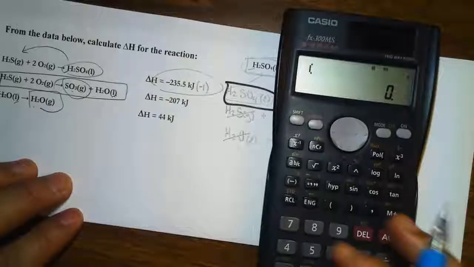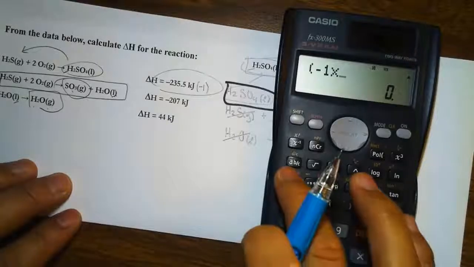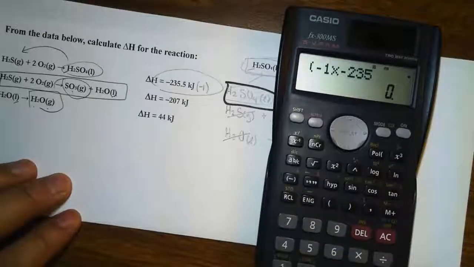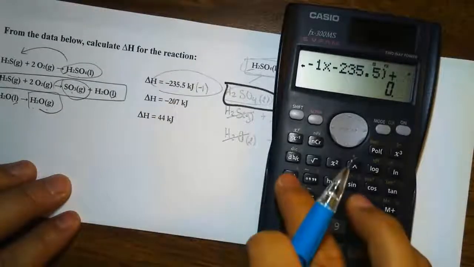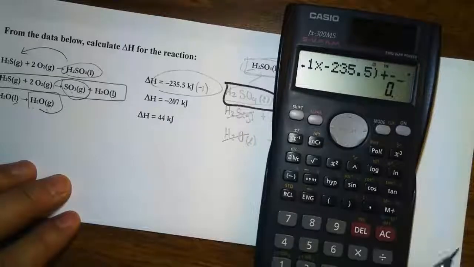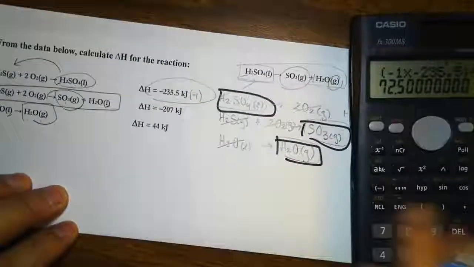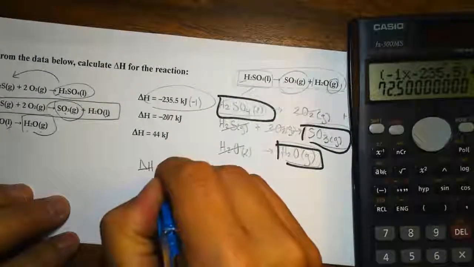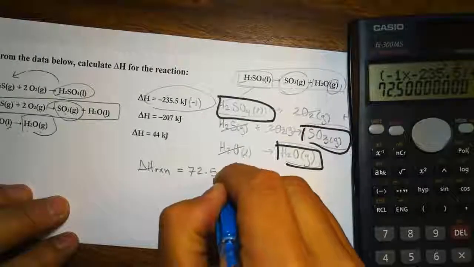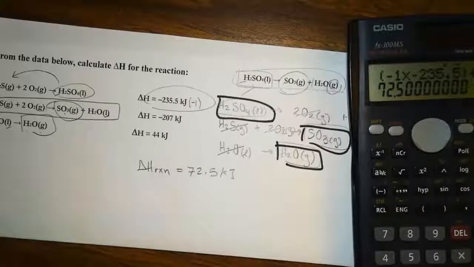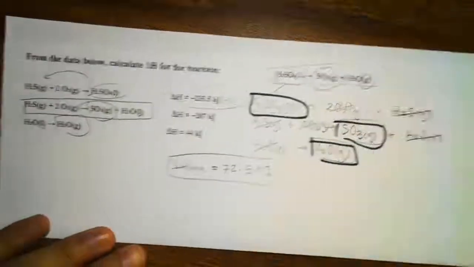Of course, we use parentheses and plug everything in. We have -1 times that negative answer, which is -235.5, parentheses to group that together, and we just add negative, okay, remember, don't use this minus sign as a negative, 207, add 44, and give us our answer of what? So our delta H of reaction for this right here is equal to 72.5 kilojoules. Isn't that easy? Beautiful. Voila. And that's all you have to do.